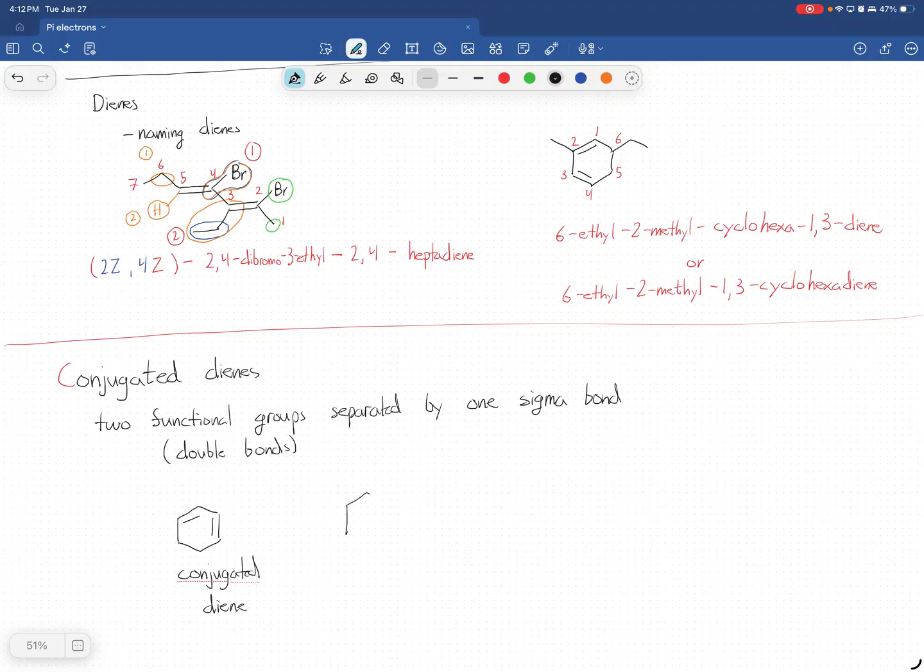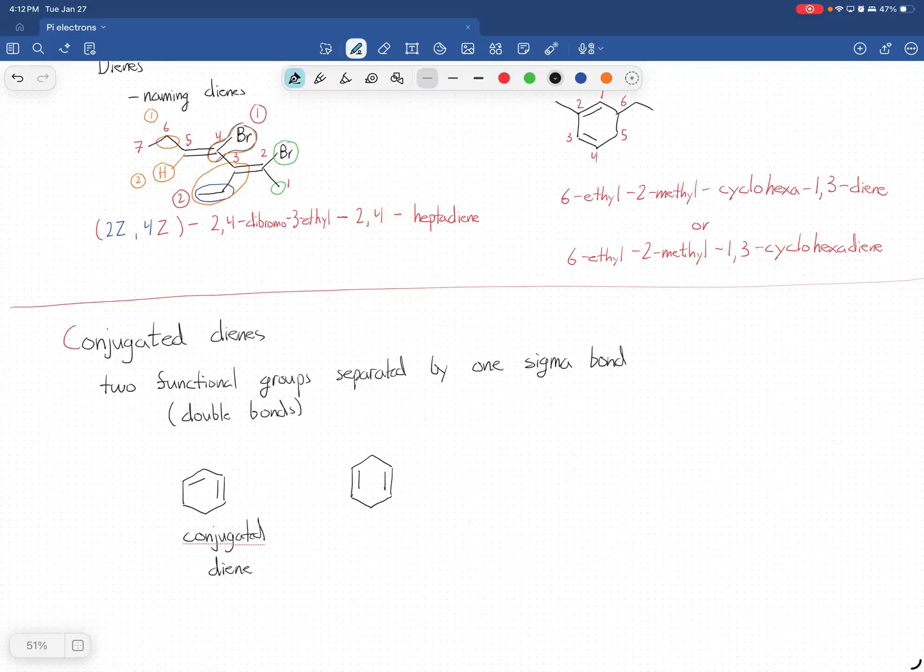Then for non-conjugated, the double bonds are separated by at least two or more sigma bonds. So they're kind of isolated. They're no longer conjugated. That has some ramifications for the reactivity of these double bonds. Non-conjugated will act like a normal double bond, like the alkenes. And conjugated will have special reactivity, okay?